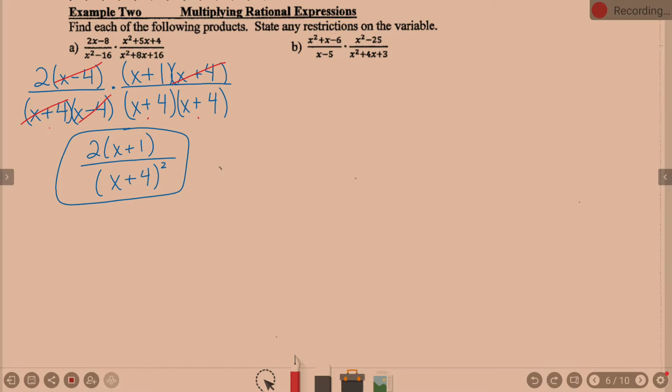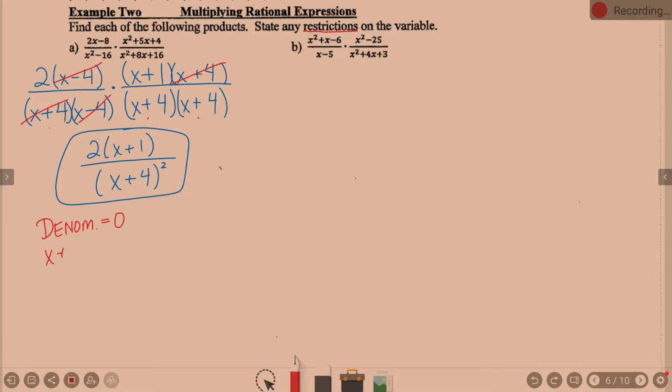Now, they also asked for restrictions on the variable. How do I find my restrictions on the variable? Set the denominator equal to 0. Anything that was ever in the denominator needs to be set equal to 0. So my point is, don't just look at your answer. I would always go back to the factored form. So what were my factors that were in the denominator?